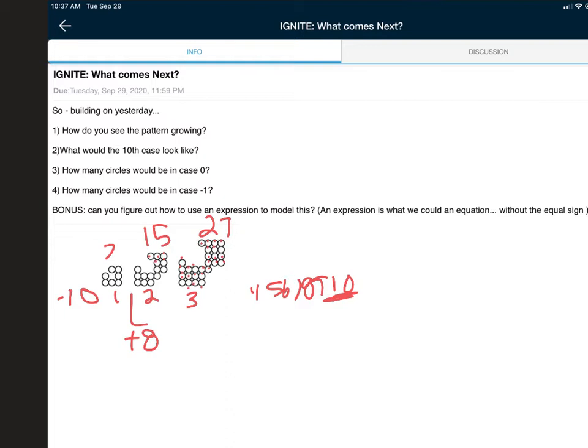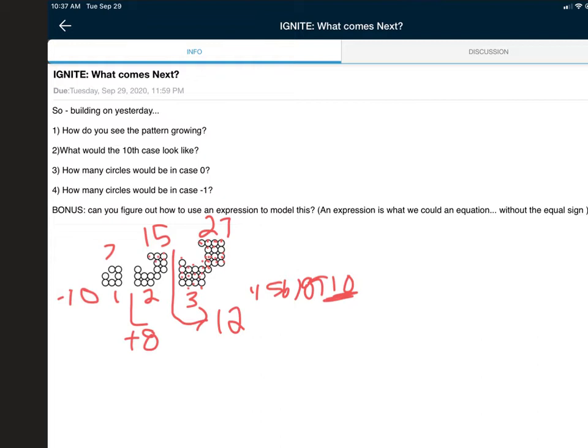Okay, I'm going to recount this one. So I've got 4, 5, 6, 7, 8, 9, 10, 11, 12, 13, and then 14. And I've got 15, 16, 17, 18, 19, 20, 21, 22, 23, 24, 25, 26, 27. It is 27. So then how did I do that? 15 plus 10, 11, 12, right?